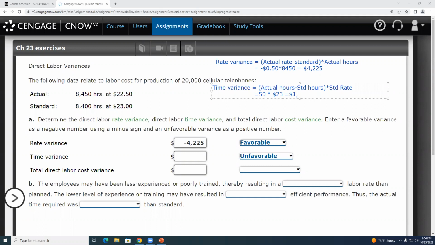That's $1,150 for the time variance. We already knew that would be an unfavorable variance. It took us longer than we had anticipated.